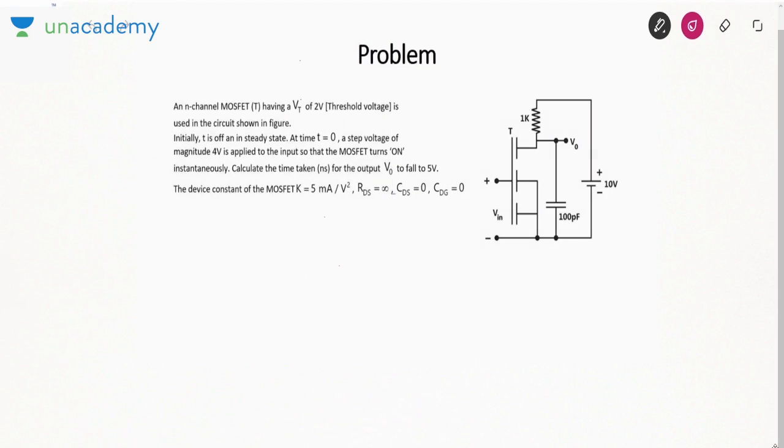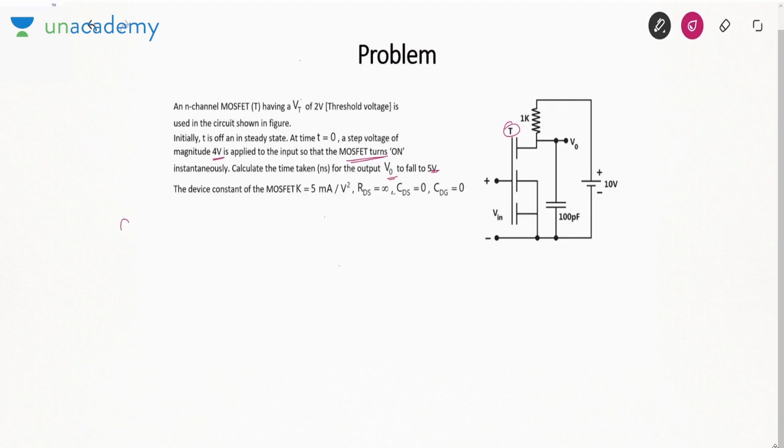Next question. An n-channel MOSFET having threshold voltage of 2 volt is used in the circuit. Initially T is off in steady state. T means this transistor. At T equal to 0, we apply a step voltage of 4 volt at the input so that the MOSFET turns on. We need to find the time for V0 to fall to 5 volt. So let us start this problem.